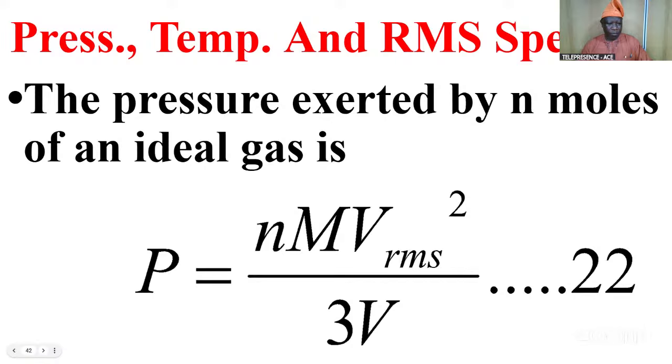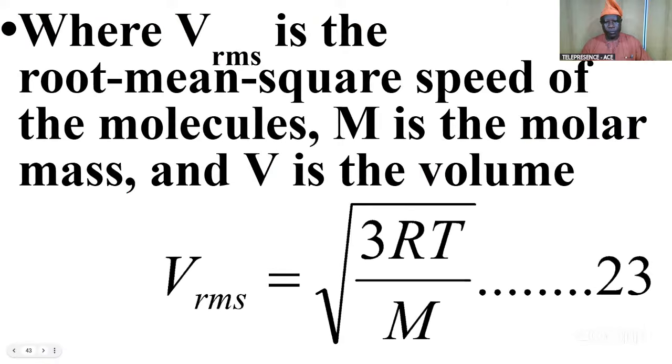So we can now move on for today. Your V remains the RMS, root mean square speed of the molecule, and V is the volume, the small v without RMS.